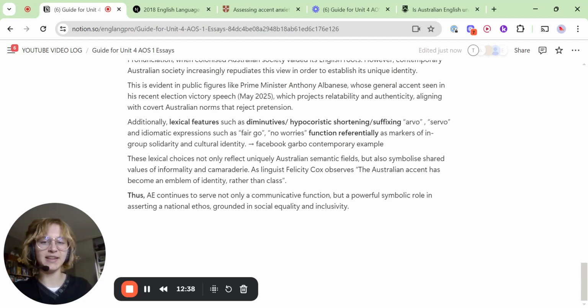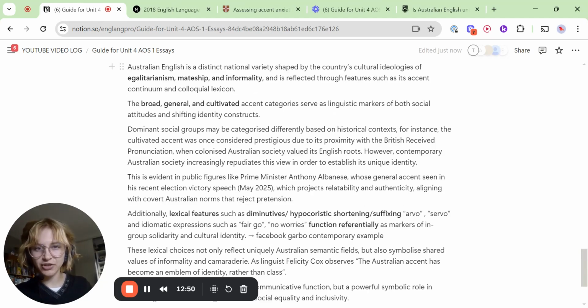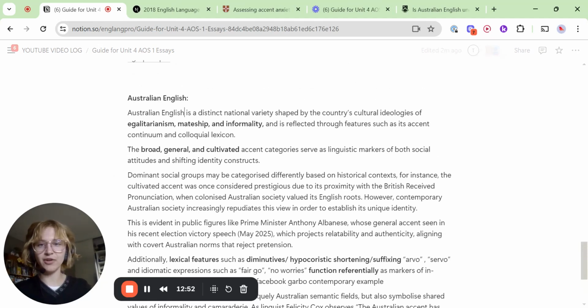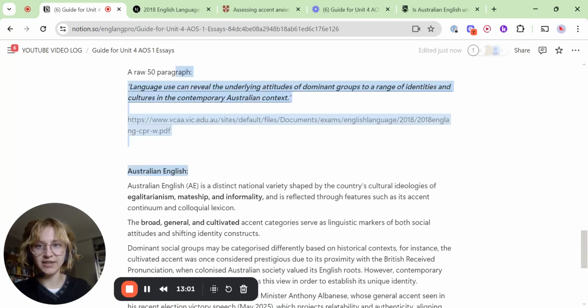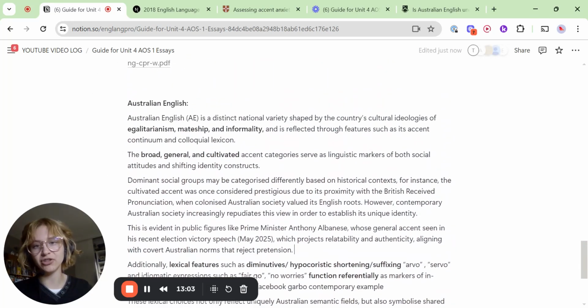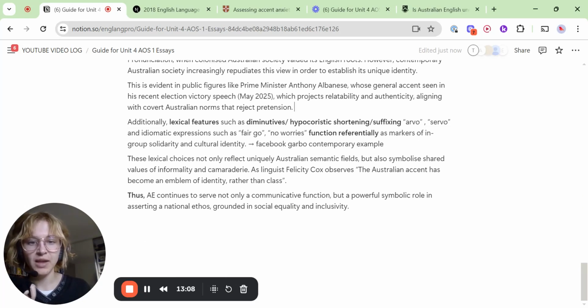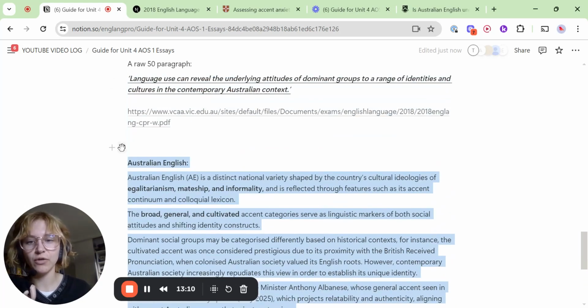Finally, thus, AE continues to serve not only a communicative function, but a powerful symbolic role in asserting a national ethos grounded in social equality and inclusivity. Finish it with a really big bang. Now, I'll just make sure. There we go. I've missed something. You need to mention anytime you're shortening anything or using an initialism, you need to define it in the first instance. You would have done this in your introduction, which is why I wasn't here, but as something good to mention. So this is like raw 50 writing.